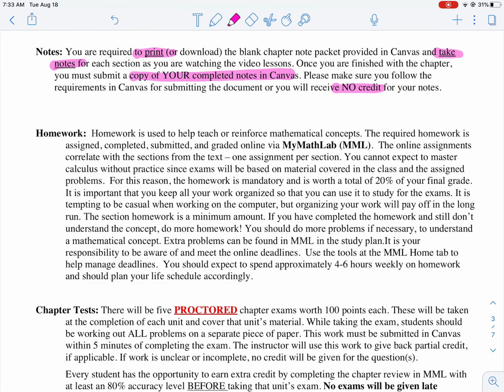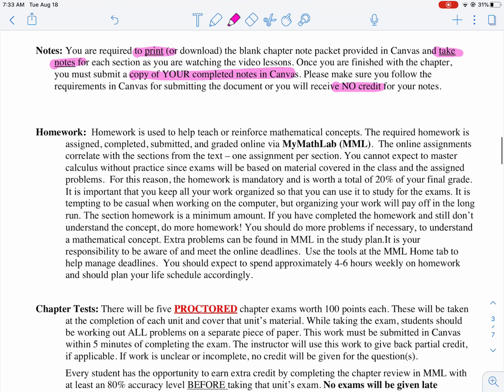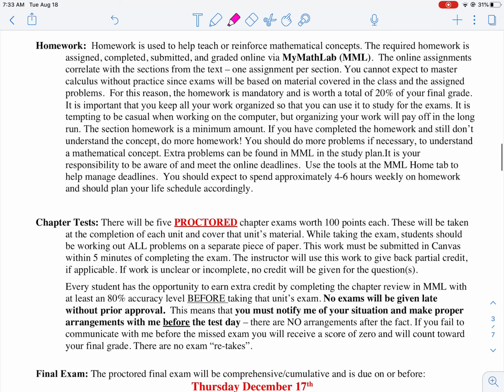That's how you're going to learn, by watching the videos and taking the notes, just like if we were in class together. All right, we're going to make sure that we practice by doing the homework to reinforce the concepts that we're learning. The required homework is assigned, completed, submitted, and graded online all through Mymathlab. You will have a homework section for each section in the book. So there's 1 assignment per section.